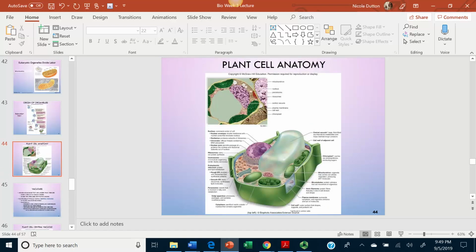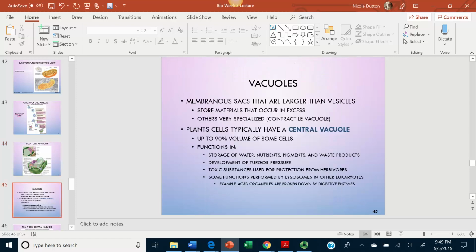So since I just mentioned chloroplasts, now we'll take a moment to talk about a few of the cell structures that are specific to plant cells. So plant cells, if you look at them, they have a lot of the same structures as animal cells. But plant cells are going to have large vacuoles. These are much larger than vesicles. And vacuoles, plants typically have a central vacuole. They store nutrients, water, pigments, waste products. They are responsible for turgor pressure.